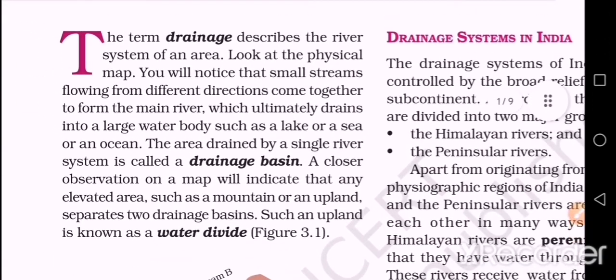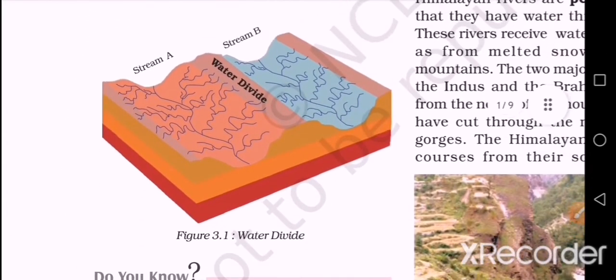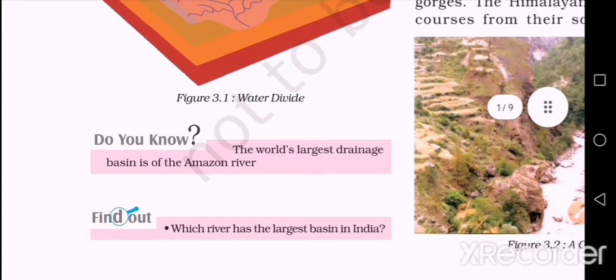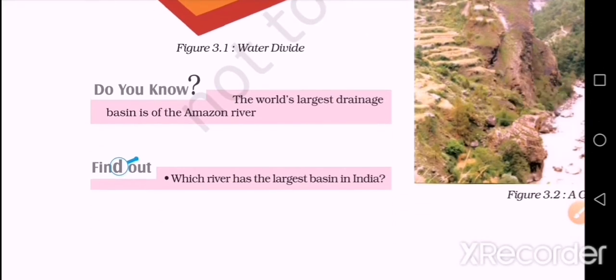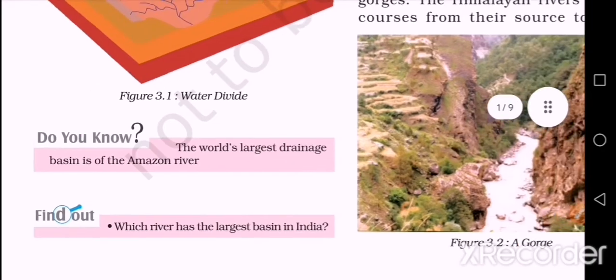So these three terms are important in this first passage. Refer to this picture for your better understanding. So which is the largest drainage basin? That is the Amazon River. The area covered by Amazon is the largest in the world. And which river has the largest basin in India? Yes, you're correct. It is the Ganga River. Ganga River basin is the largest river basin in India.